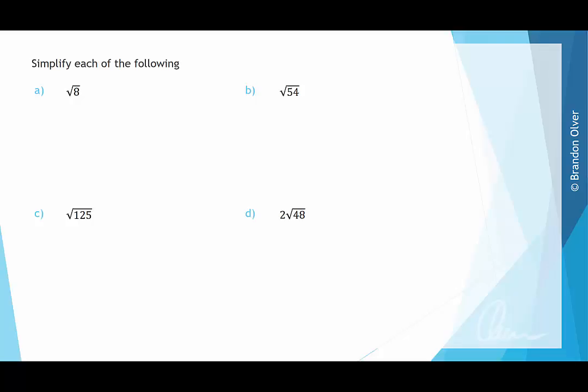Simplify each of the following. For part A, we have the square root of 8. To simplify this, we need to see if there are any perfect squares that are a factor of the number under the square root sign.